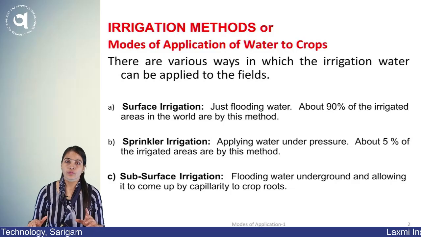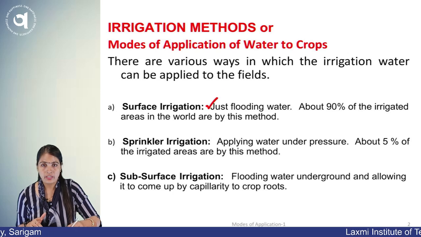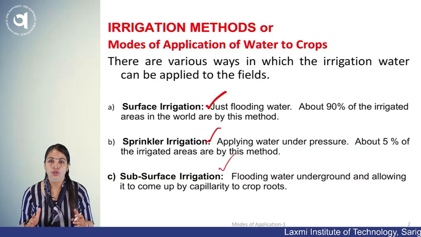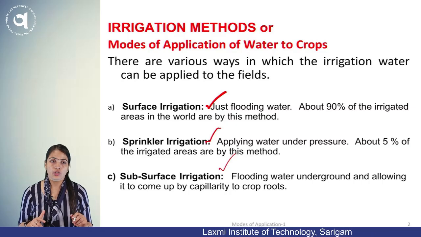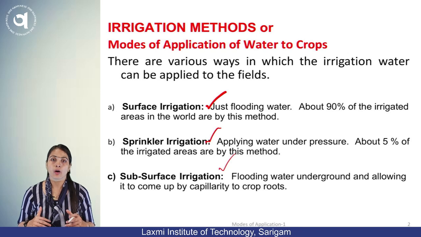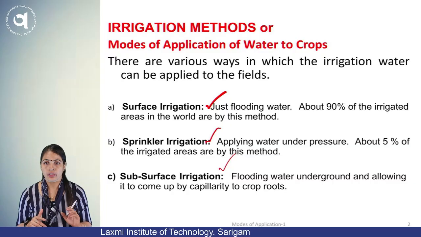In irrigation methods, we have mainly three types: surface irrigation, sprinkler irrigation and subsurface irrigation. Okay. Surface irrigation means just flooding water. We apply water to the surface, and about 90% of the irrigated area in the world uses this method. Second is sprinkler, that is applying water under pressure. About 5% of the irrigated area uses this method. Subsurface means flooding water underground and allowing it to come up by capillarity to the crop root. So mainly these three types of irrigation methods we have.